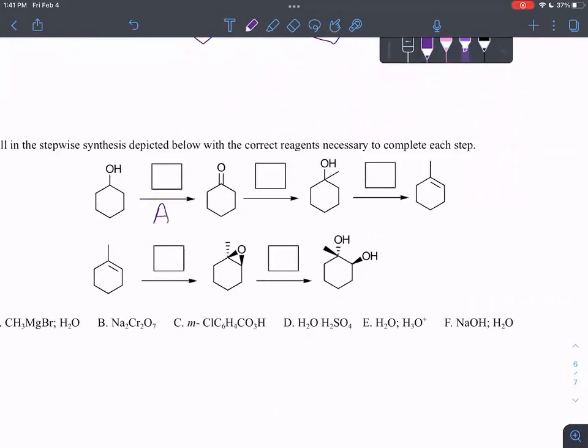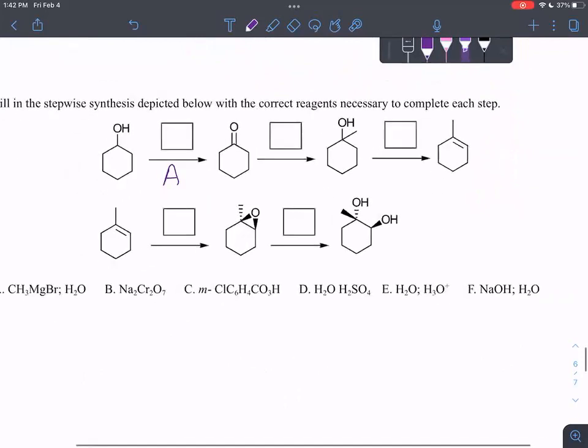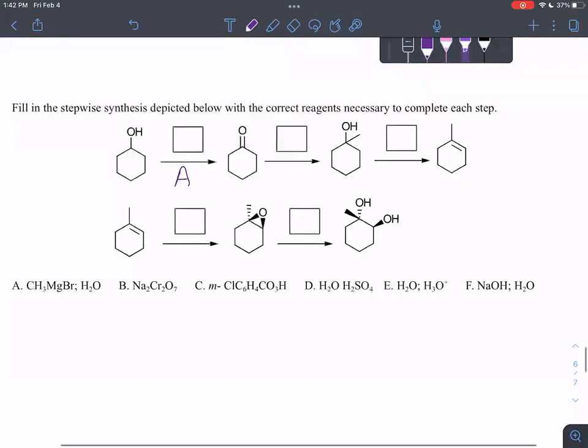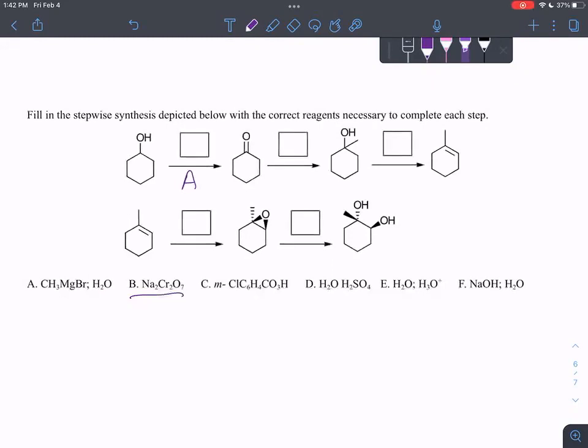So for reaction A, what's happening? Oxidation to a ketone. We're going from an alcohol to a ketone. So what set of reagents is going to do that? B. What is B? An oxidizing agent? Yeah, well, that's the answer. It has more oxygen. But there is no other oxidizing agent. If we could use any, since it's a ketone, but I was asking what the name of it was.